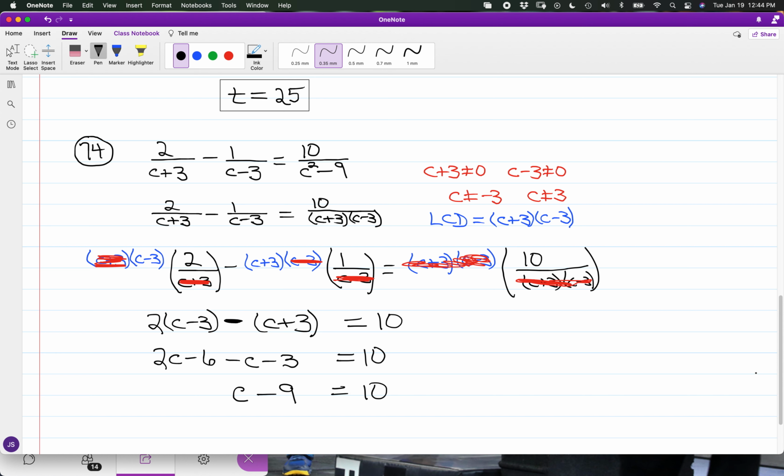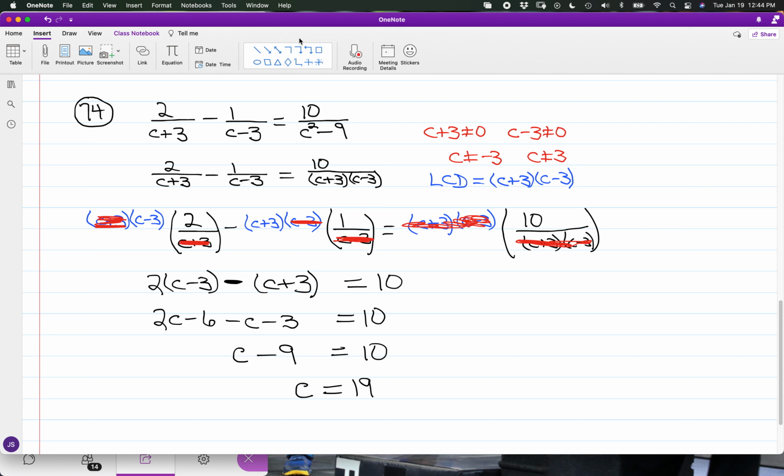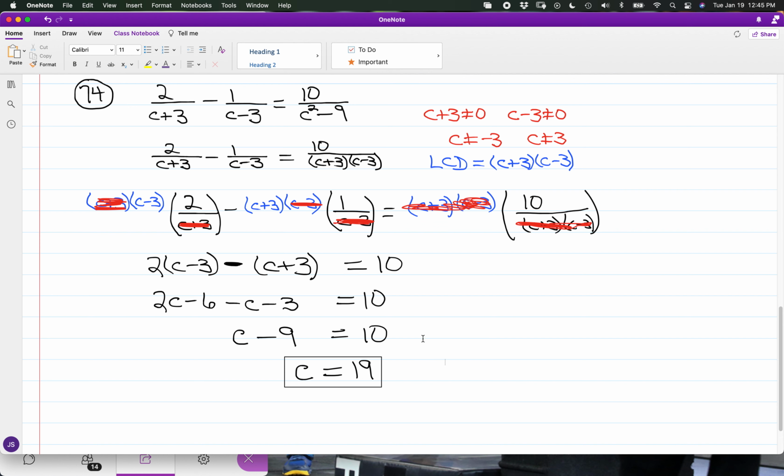So we have c minus 9 is equal to 10, and if we add 9 to both ends, we have that c is equal to 19. On the basis that the algebra is done correctly, which it is, c is equal to 19, and both restrictions, that c cannot be negative or positive 3, will be satisfied. So there is one value of c for which this equation is going to ring true, and that's kind of conditional. The condition for this to work is that c must be equal to 19.